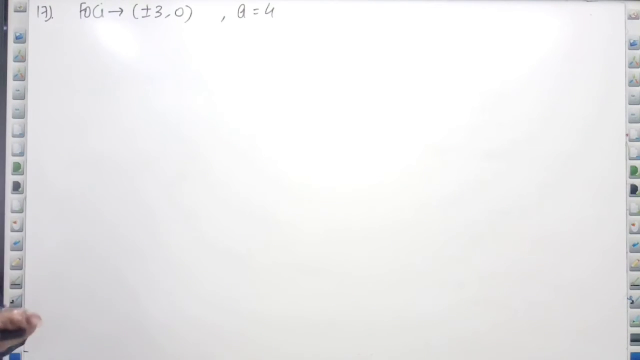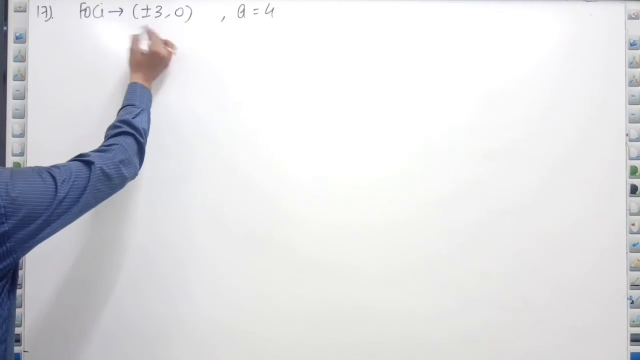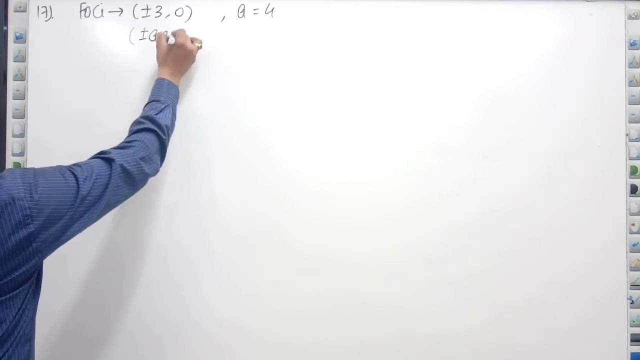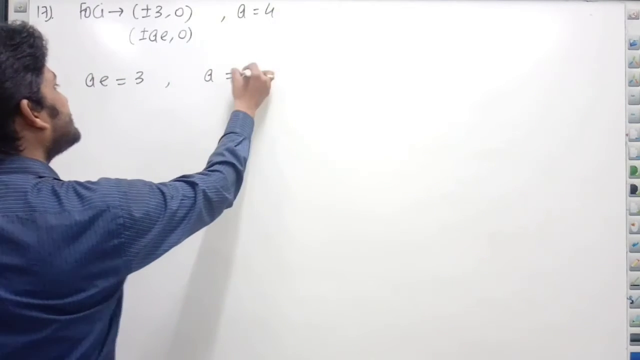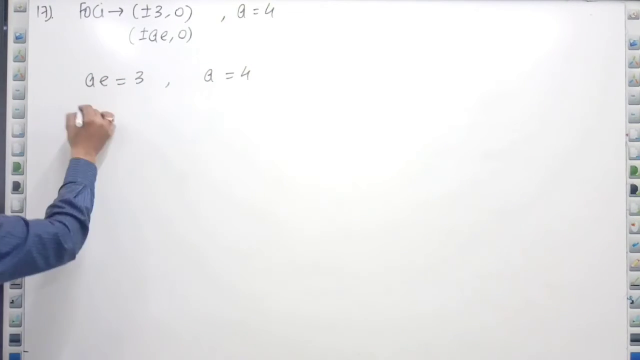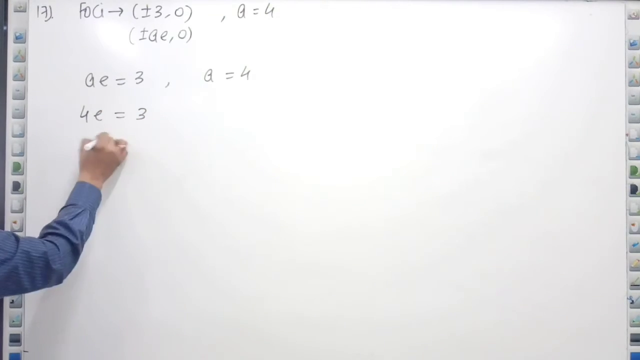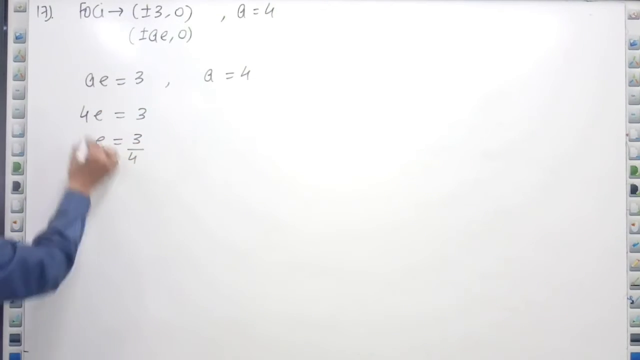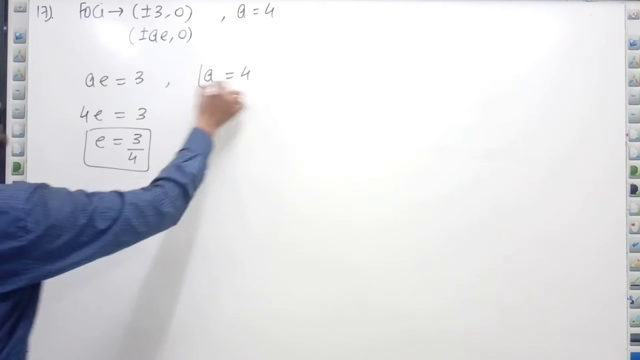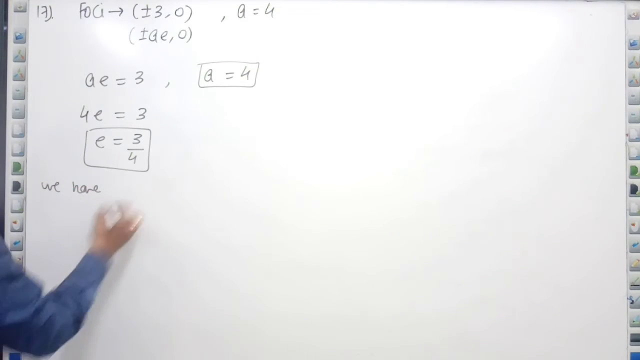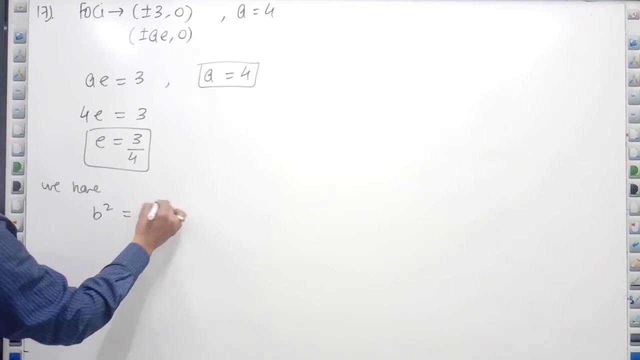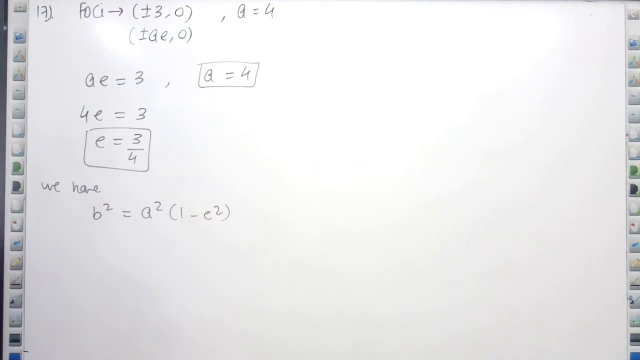Question number 17, you can say this is also similar because we have foci on the x-axis, ae, 0, which means ae is 3 and a is 4. So if I put the value of a, 4e equal to 3, e equal to 3 by 4. a is 4. So similarly as we have done in the last question, b square equal to a square into 1 minus e square.